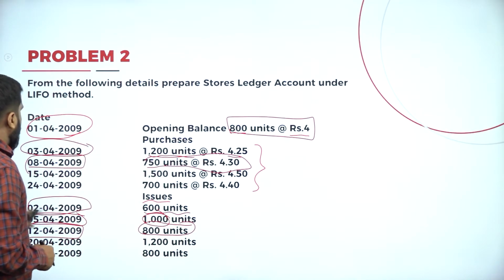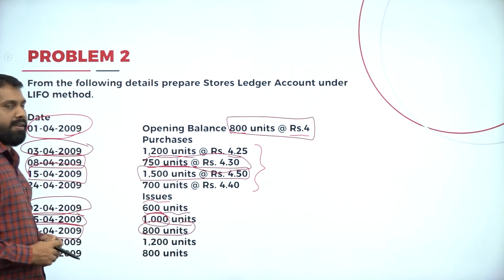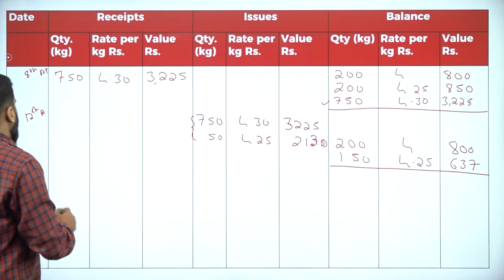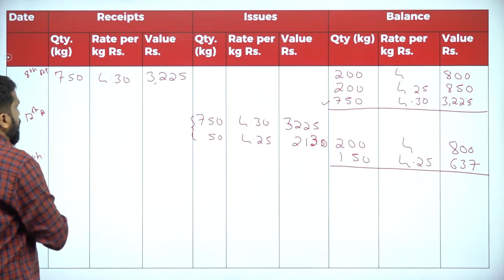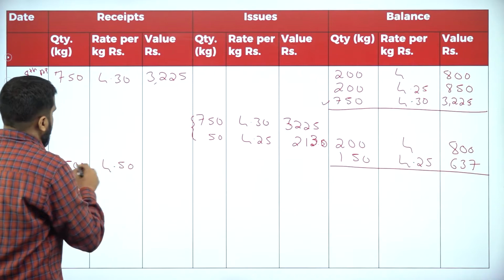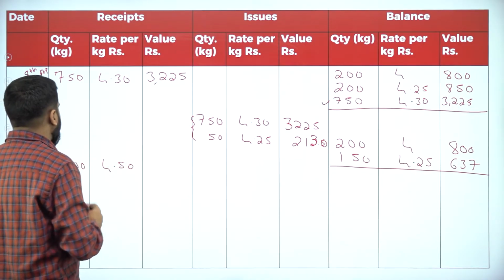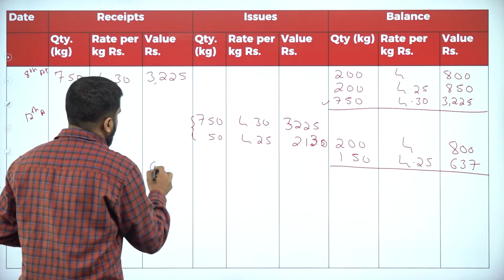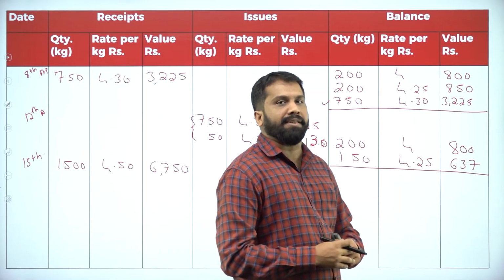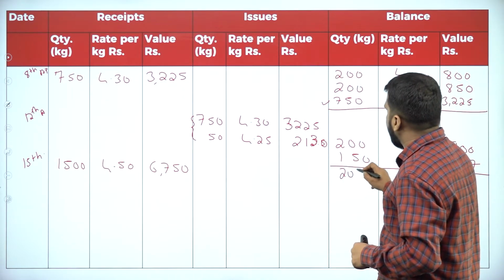So, 12th is over. We'll go to 15th. There is a purchase of 1,500 units. So, 15th April. How much did we purchase? 1,500. What is the price? 4.5. How much will it be? It will come to 6,750. Now, we will add to this. We'll copy the old balance.